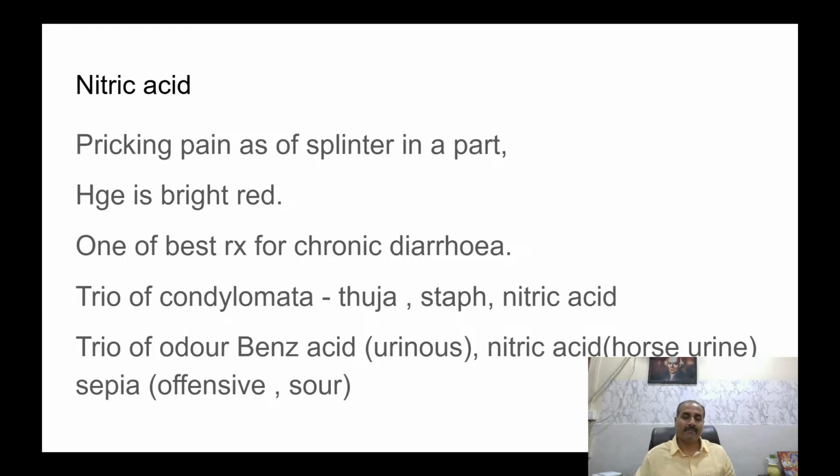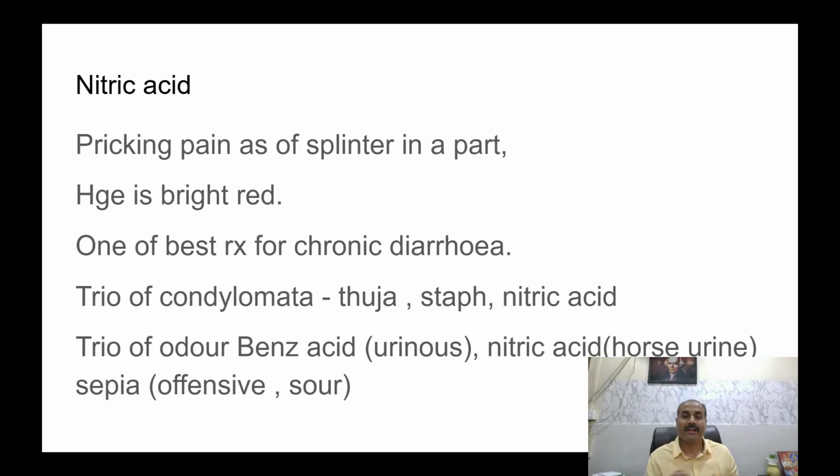Trio of condylomata. So nitric acid is given by Dr. Nash in one of his trio of condylomata with thuja and staph, and the trio of odor, which is benzoic acid, again urinous odor, and nitric acid will have horse-like urine odor, and sepia will have offensive sour odor. Now, just verbally telling about these odors will not make sense unless you know how horse urine smells. How does a urinous odor smell?